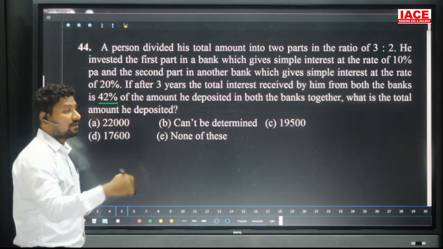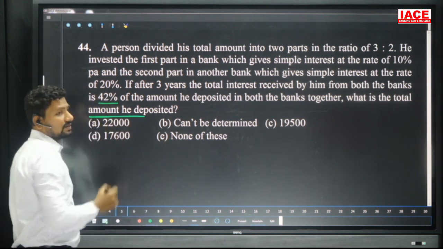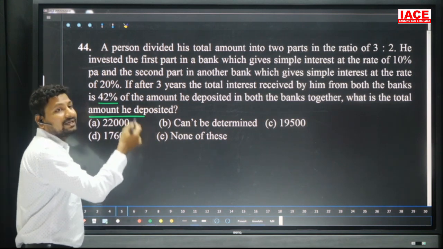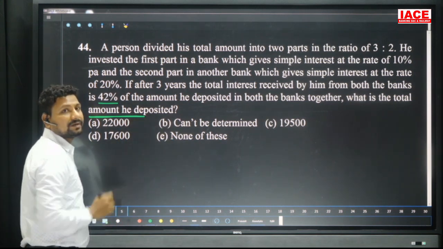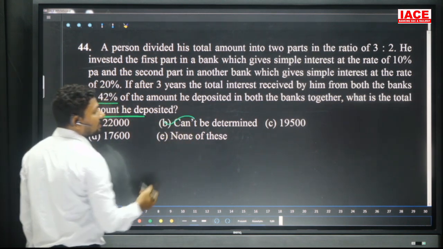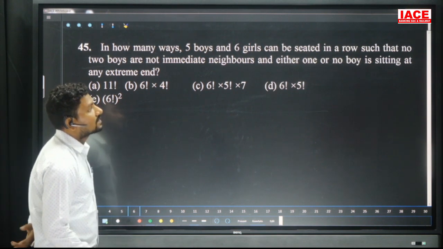In the banks together, what is the total amount? The question asks what total amount was deposited. No money value is mentioned in the question, so our answer is: cannot be determined.